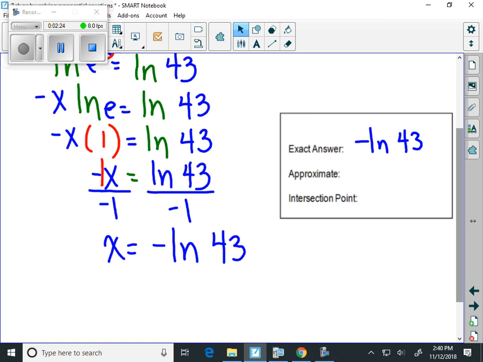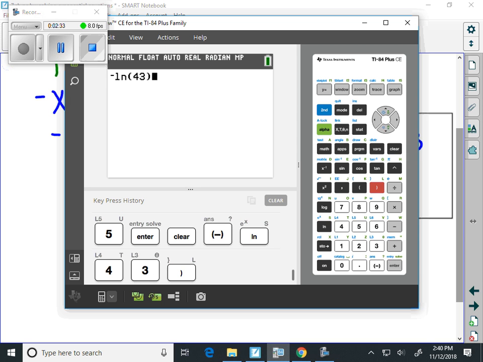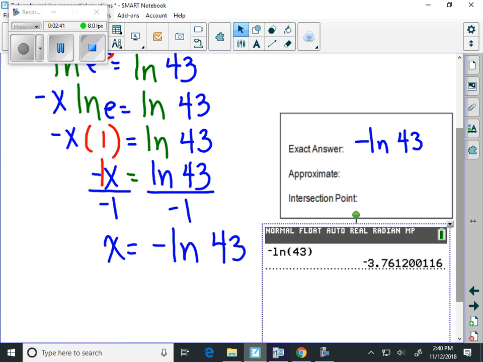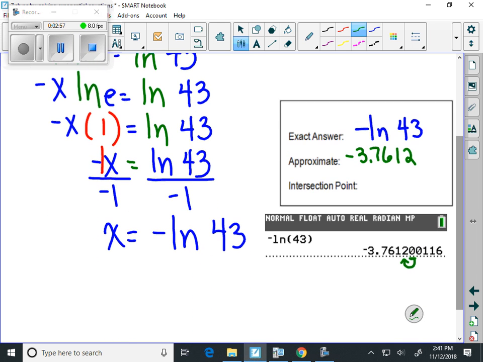And we can type it in for our approximate answer. So negative natural log of 43 gives us this value here of negative 3.7612. Again, looking at the 0 to determine that that 2 is going to remain the same. And our intersection point, I will show you how to do that on the calculator again.